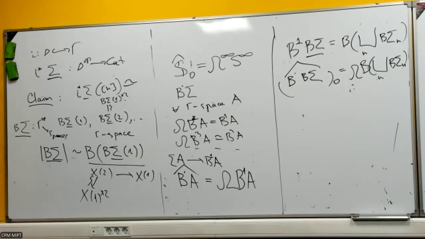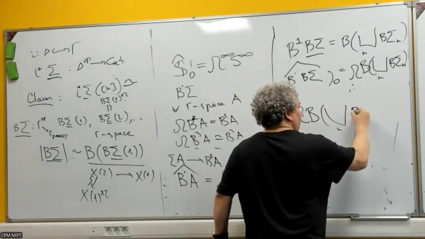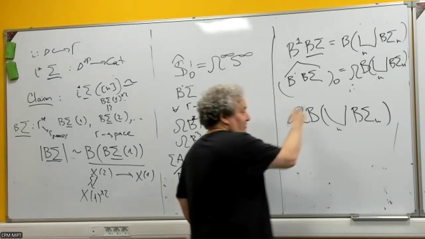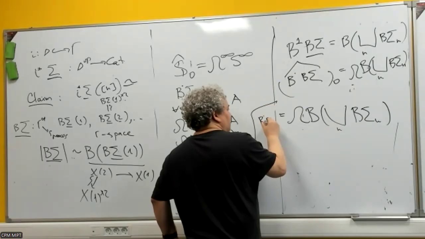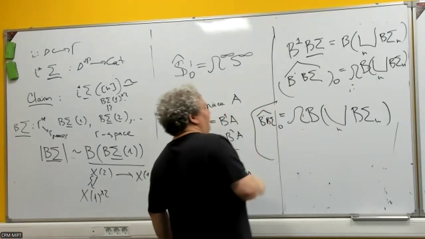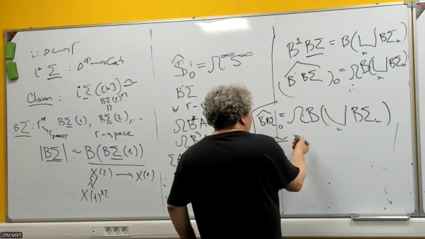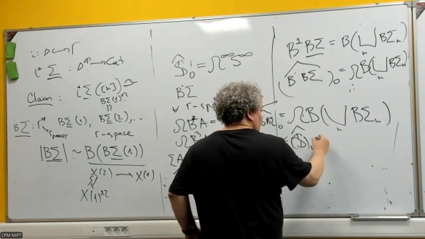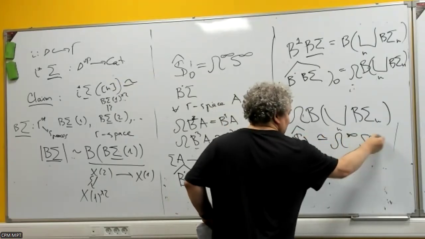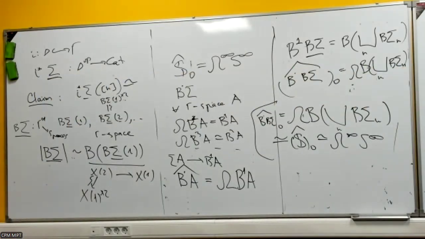So namely it would imply that omega B of the union over n of B sigma n, which is actually the 0 term of B sigma hat, is homotopy equivalent to the 0 term of the sphere spectrum hat, which is omega infinity S infinity. So then we get what was claimed. So it reduces to proof of this isomorphism.